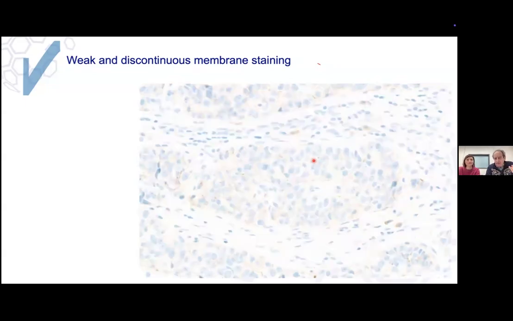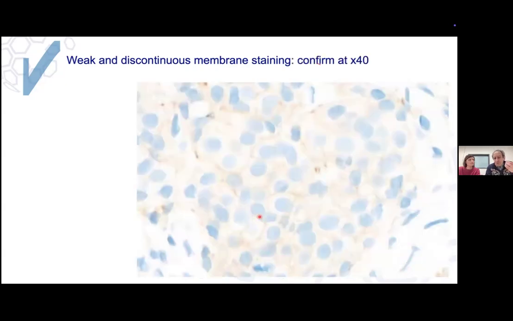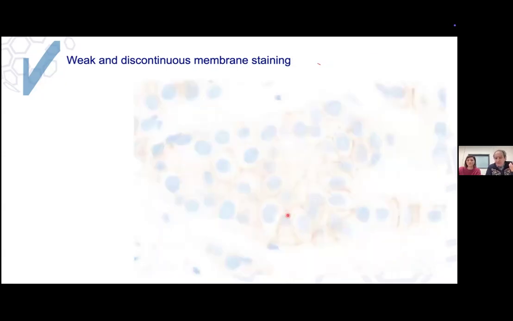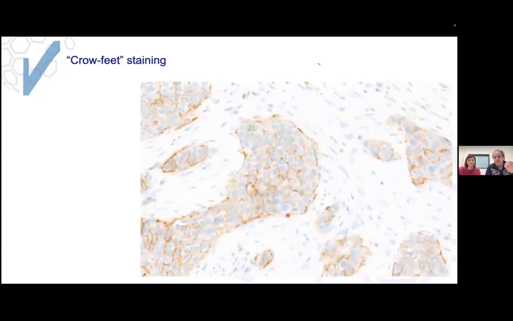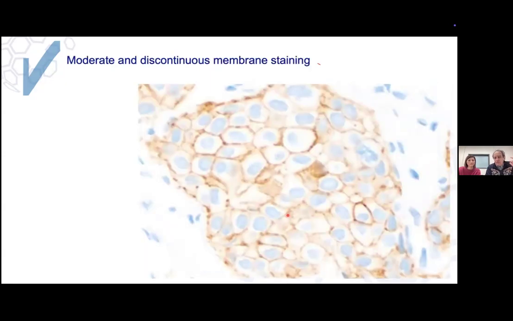Here again, looks like weak membrane staining. This is a ×20 photograph. At this point, let's put a higher power. Convince yourself that this is membrane staining. More weak membrane staining. Discontinuous. Again, these are all the patterns we need to learn.